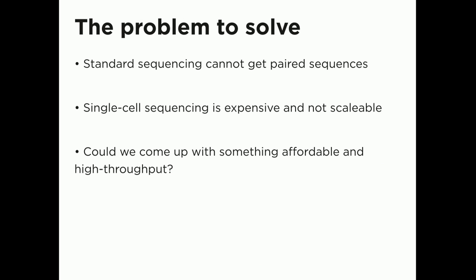Right, so our problem here is standard sequencing. We can't get paired sequences. Single-cell sequencing is not scalable enough. So we asked, could we come up with something that's affordable and high throughput? And so we thought, why don't we meet somewhere in the middle? Instead of taking many single cells, why don't we take many samples of larger sample size, say 20 to 300 cells at a time, and then use computation to figure out which alpha and which beta pair together.